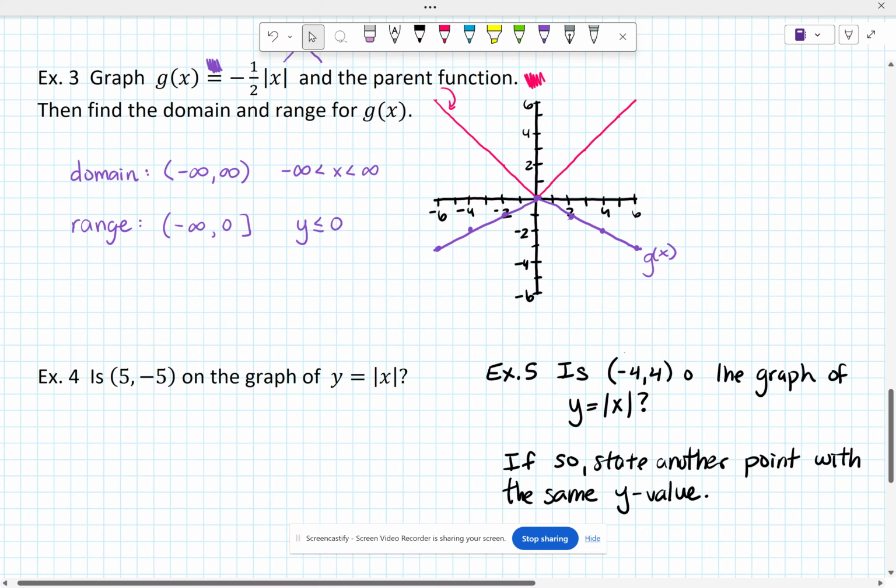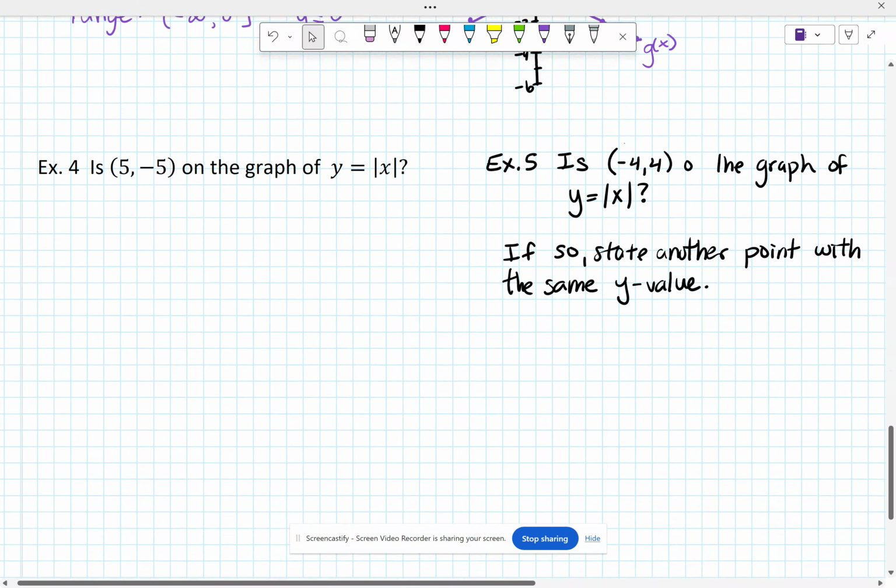Great. That's going to do it for the graphing section of our notes. And then examples 4 and 5 are more about evaluating and understanding what points look like on the graph. Example 4 says, is 5, -5 on the graph of y equals absolute value of x? Now notice I switched from f of x to y. That's okay. We kind of go back and forth. I do that so that you see them both.